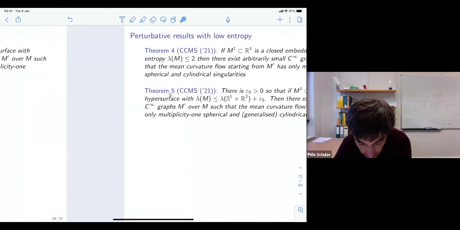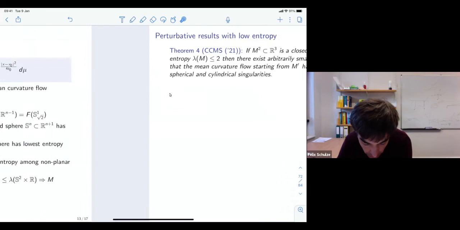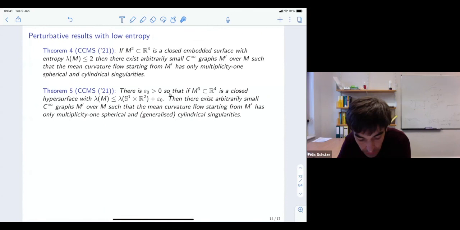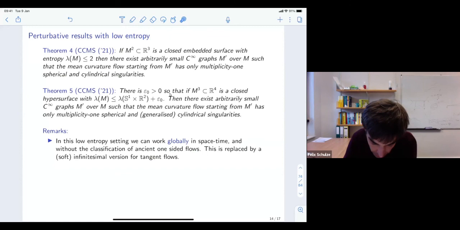And if we are in R4, we can actually push pretty far. This is already the second step. It's not the first step, but even one step further. The second step is: if you're less than S1 cross R2, which is called the bubble sheet, then we can also make everything generic if the whole entropy is less than that. I'll maybe skip this, but we can do this, and it works here as well.